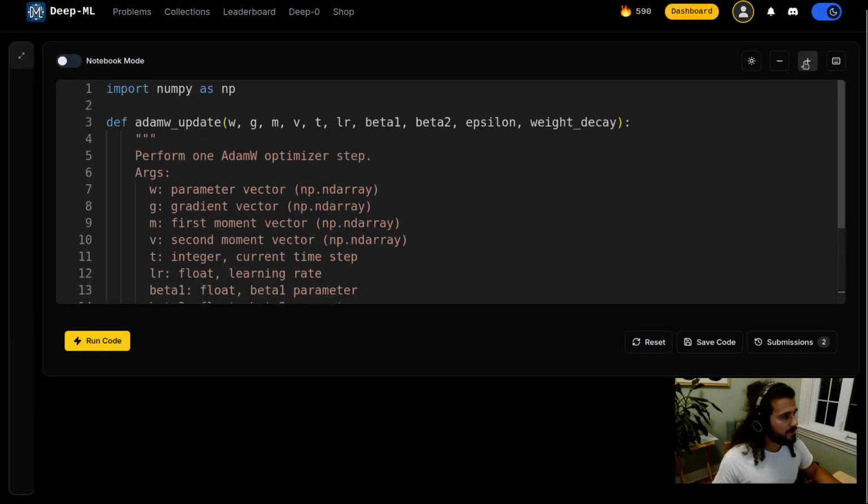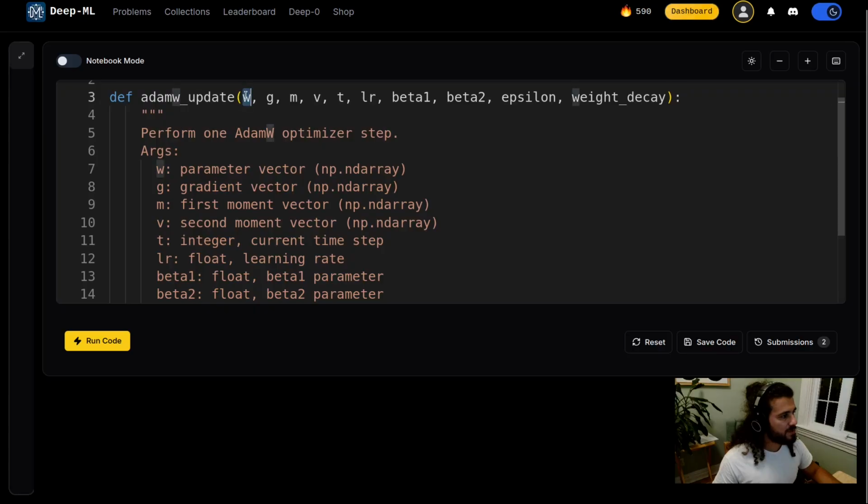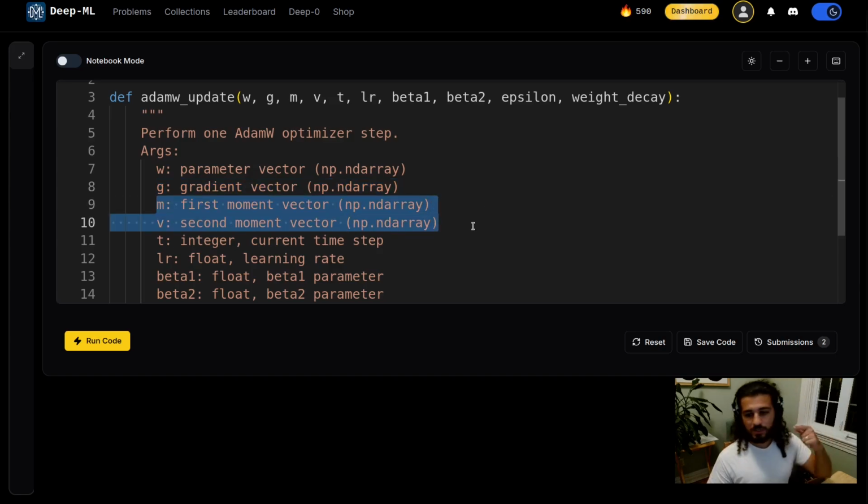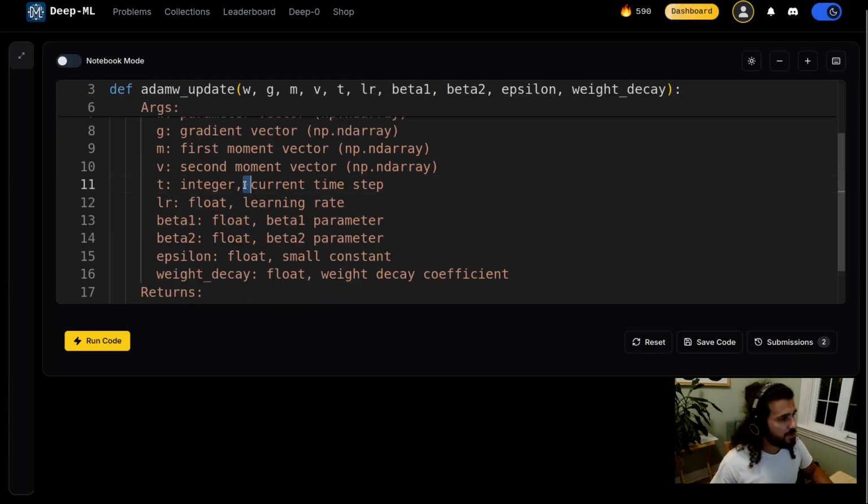If we get to it, what do we have? We have the weights, so these are our parameters. We have the gradient that has been given to us by AutoGrad. We have the first moment vector and the second moment vector that you need to keep track of. It's not something that you just use once and it's done. You're going to use it and you're going to return it. Then you have the integer t, which is our time step.